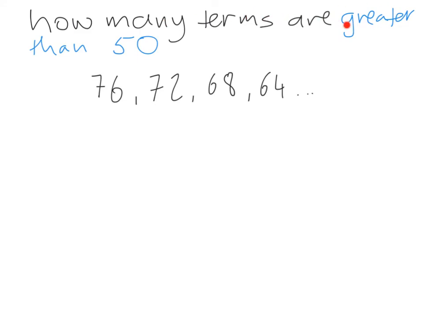How many terms are greater than 50 in the sequence 76, 72, 68, 64, dot, dot, dot? Okay, so again, we're going to start off by finding the nth term of this arithmetic or linear sequence. And we start by finding the common difference between each term. To get from 76 to 72, it's minus 4. 72 to 68, minus 4. 68 to 64, minus 4.